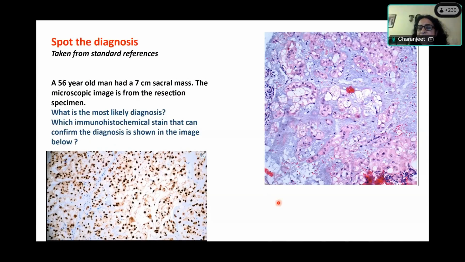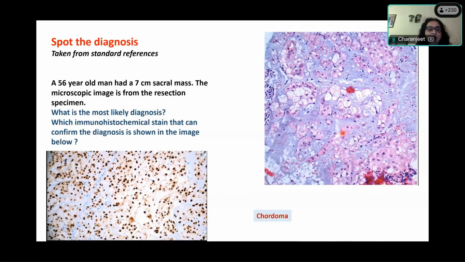Look at these big cells here and the cords of these smaller cells which look like the chordoid meningioma cells, and the other cells. So what is this? Chordoma. Yes, so this is a chordoma and this is nuclear positivity for brachyury. So now you can see the difference. Here we are seeing the physaliferous cells which were not there in that slide. So very good, this is a chordoma.